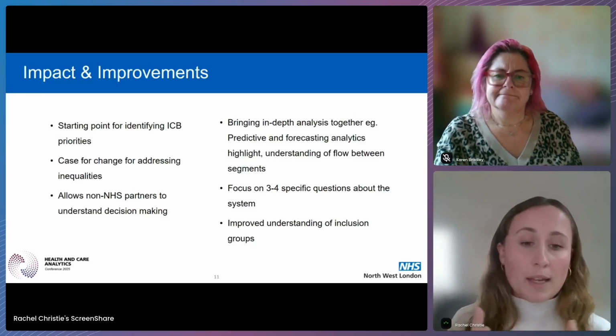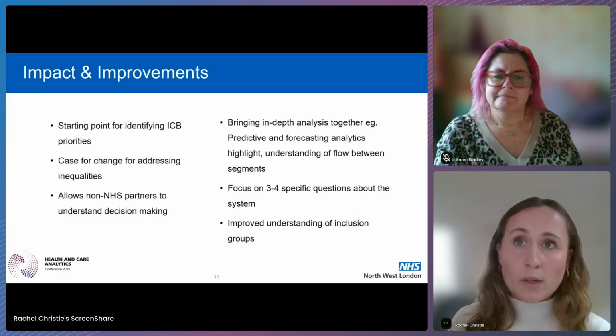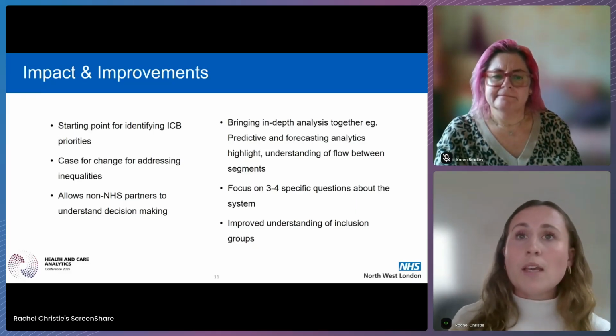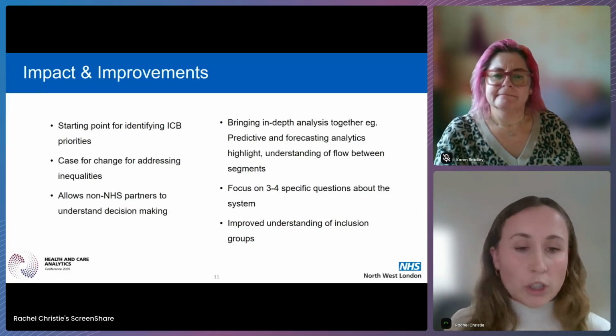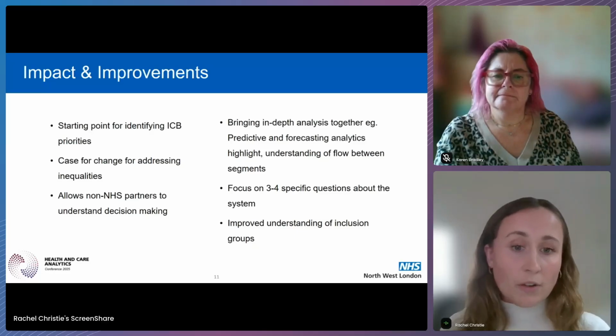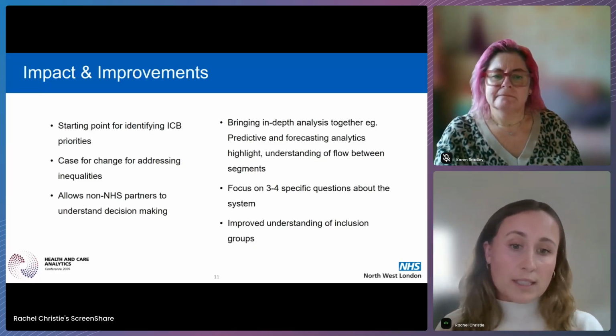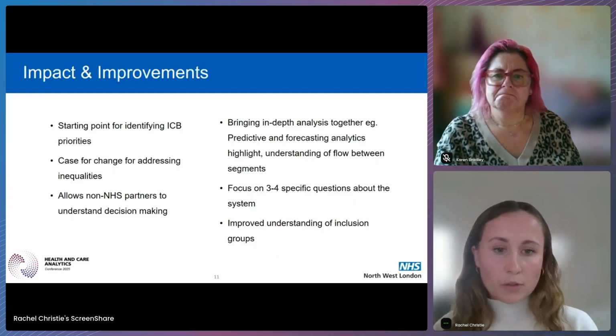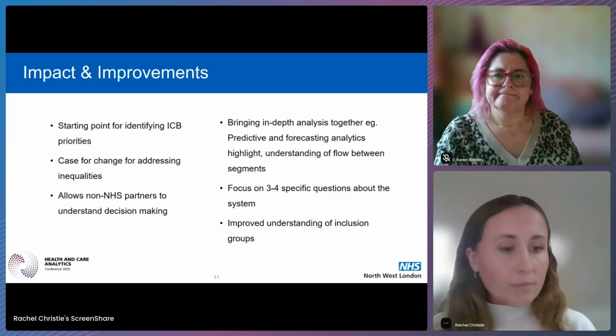I think also there's probably a need for a bit more of a focus and trying to answer some more specific questions that we need to know about the system. And just a more general improved understanding of our different inclusion groups that is not so easily captured by some of the more general data.